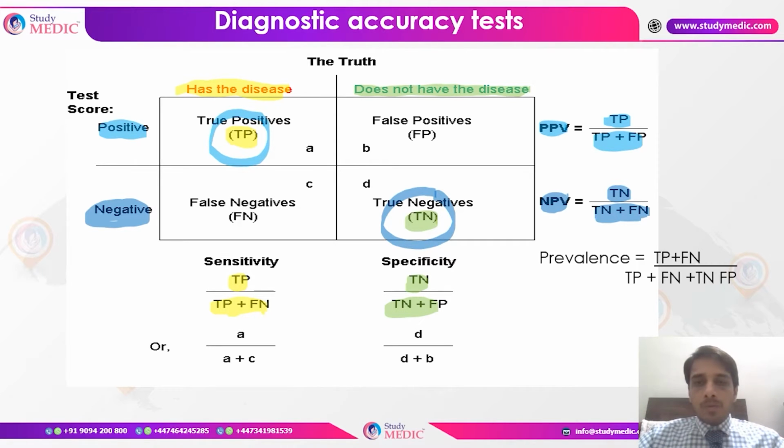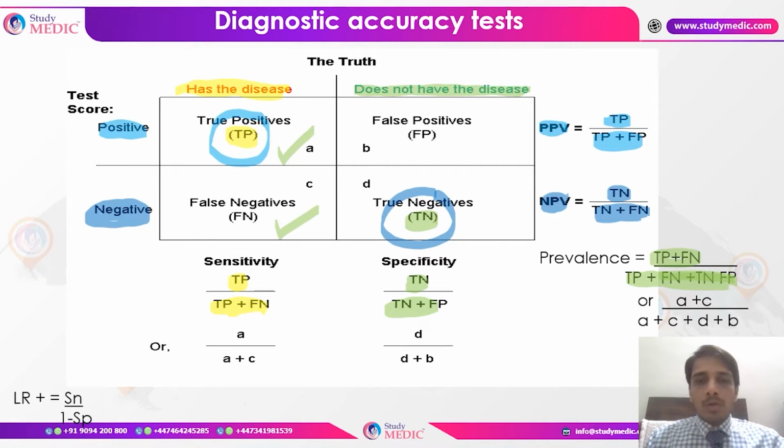Now we will see what is prevalence. Prevalence is those who are having the disease, that is true positive plus false negative. How many are having the disease compared to everyone out of the total population, which is true positive plus false negative plus true negative plus false positive.